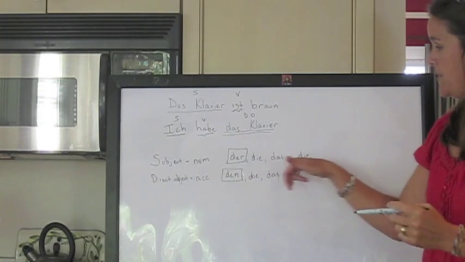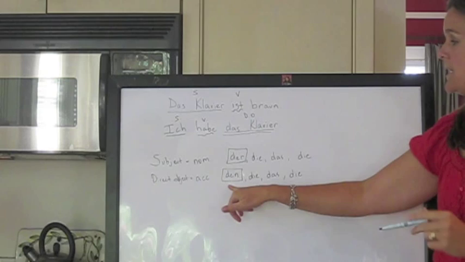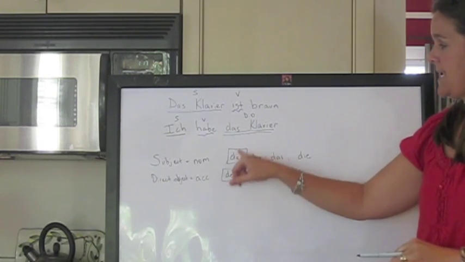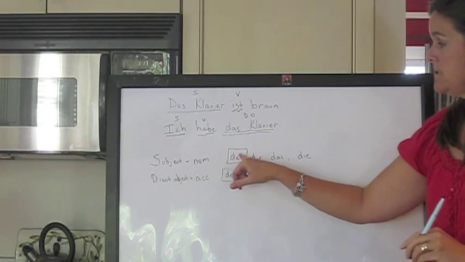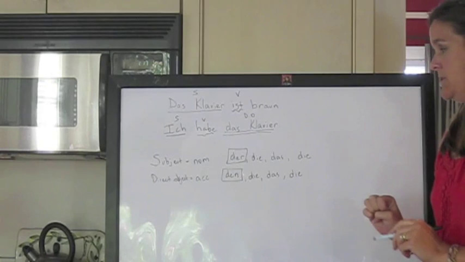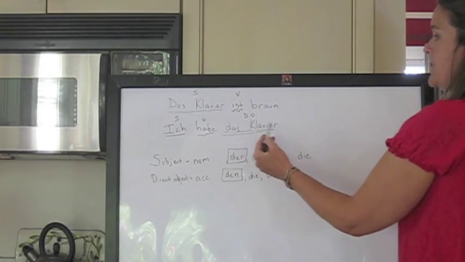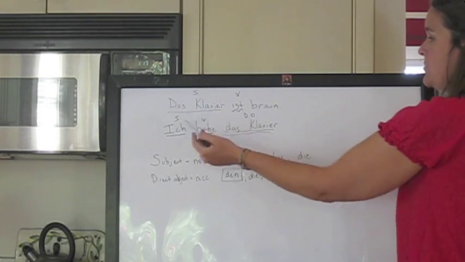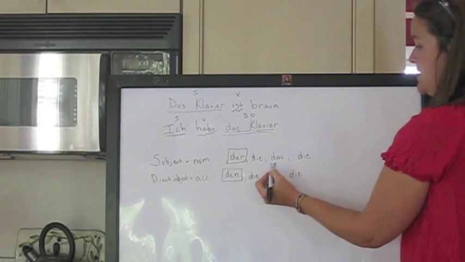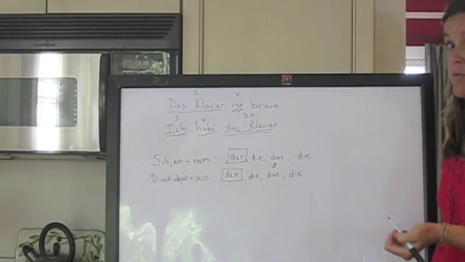So this is the nominative case. These are the ones we know already. The new thing that you have to learn for this chapter is that der changes to den. The masculine der changes to den when it's used as a direct object. So what does that look like in German? In the case of Klavier, it doesn't really do anything because das doesn't change from the nominative to the accusative case. But what would happen if we used a der word?